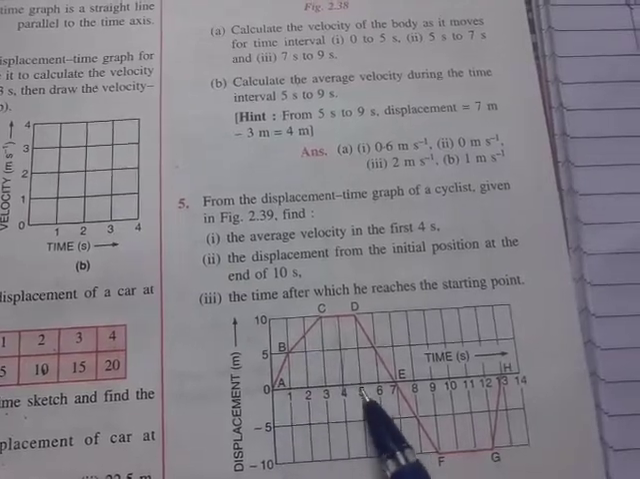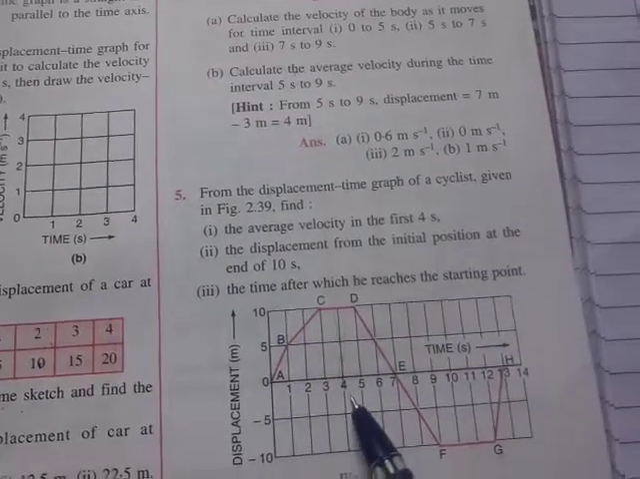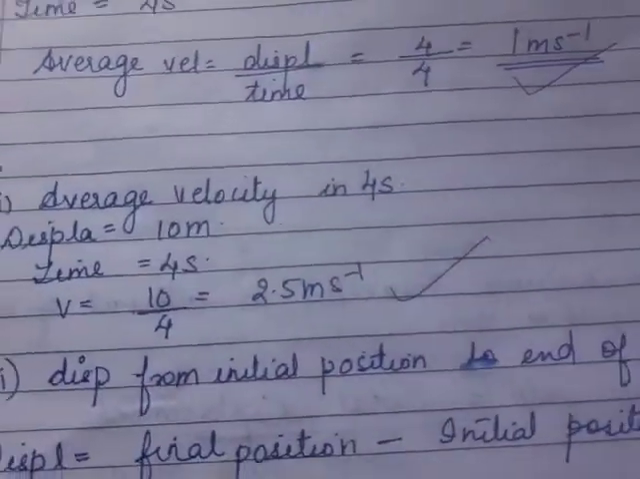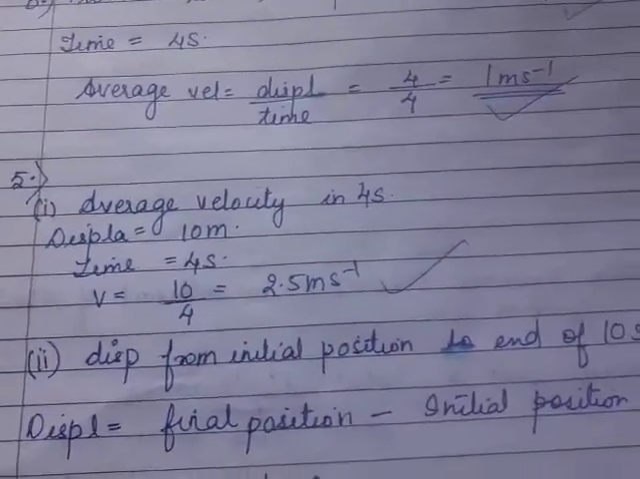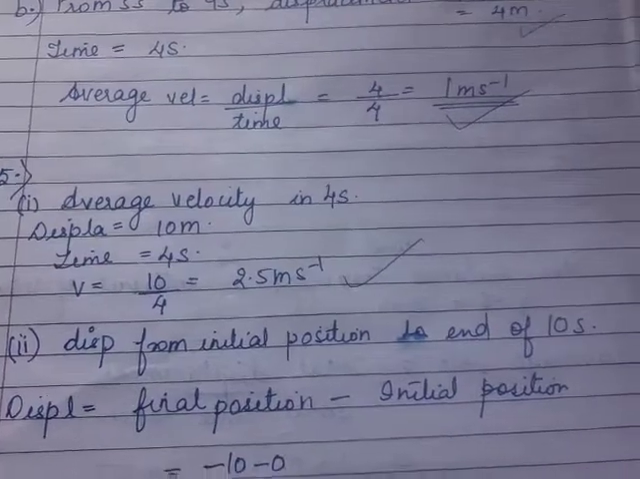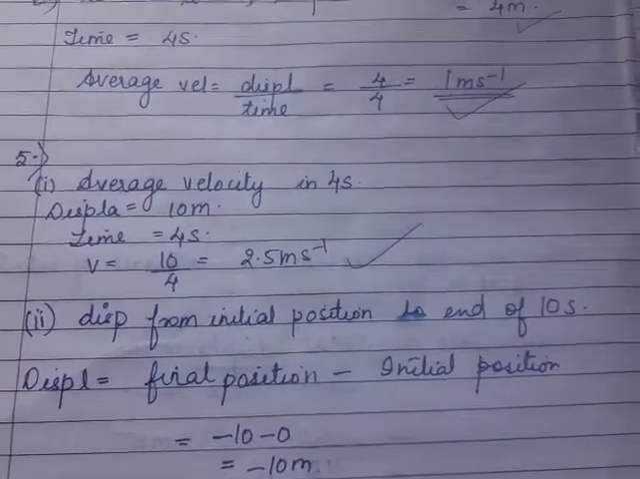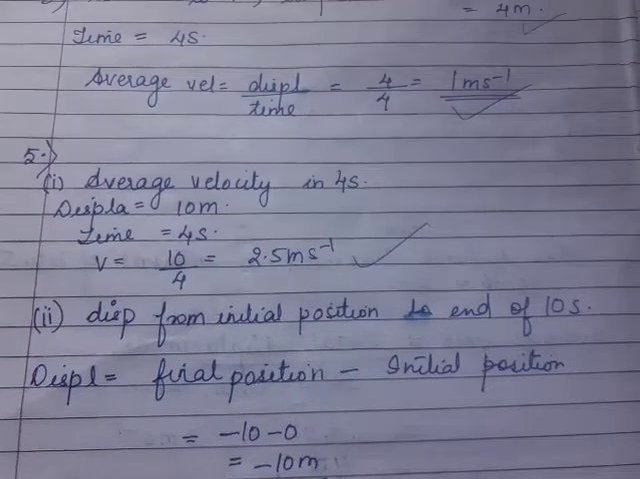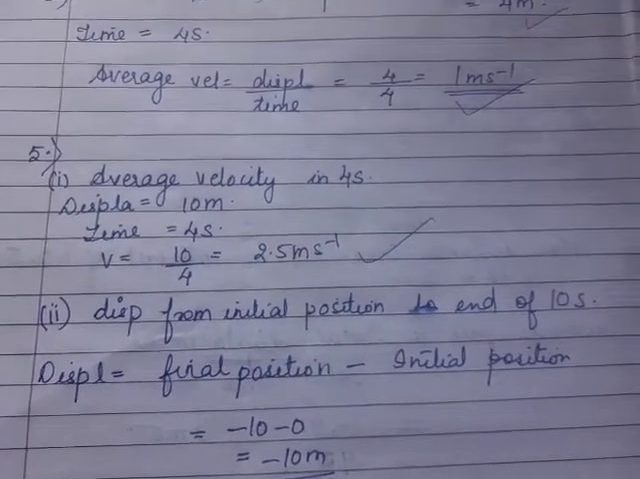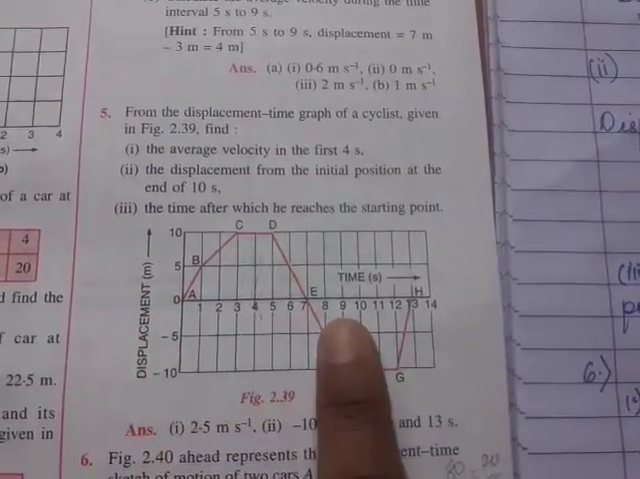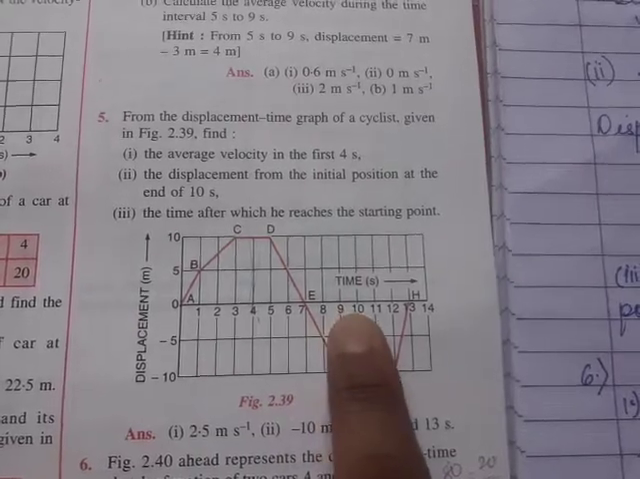So displacement upon 4 seconds. So 10 upon 4. 10 upon 4 will be giving me what? 2.5 meter per second. So average velocity in 4 seconds. Average velocity in 4 seconds gives me 2.5 meter per second. Now displacement from the initial position at the end of 10 seconds. Okay, displacement from the initial position in the end of 10 seconds.